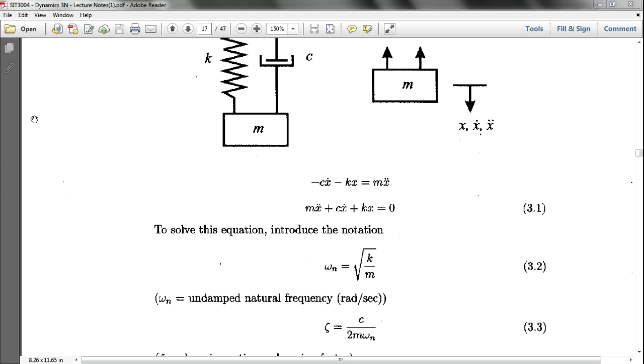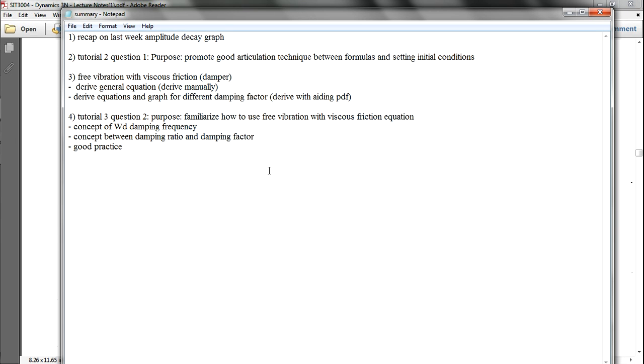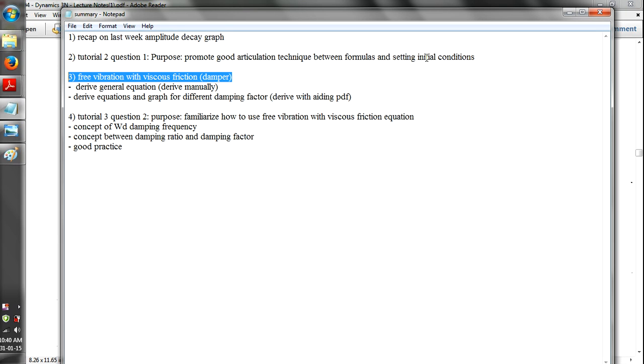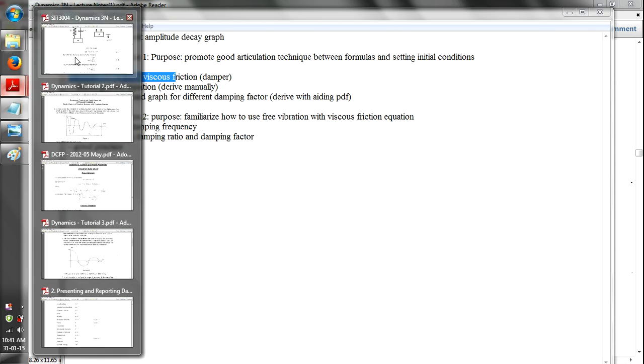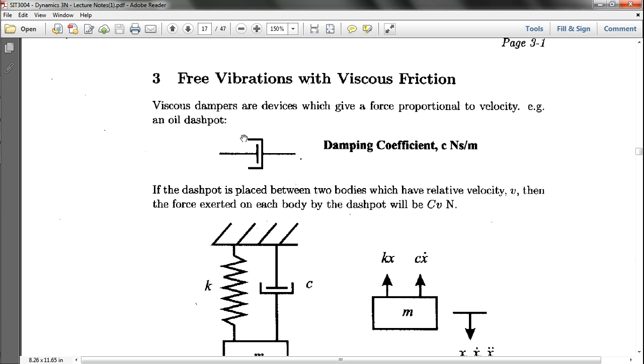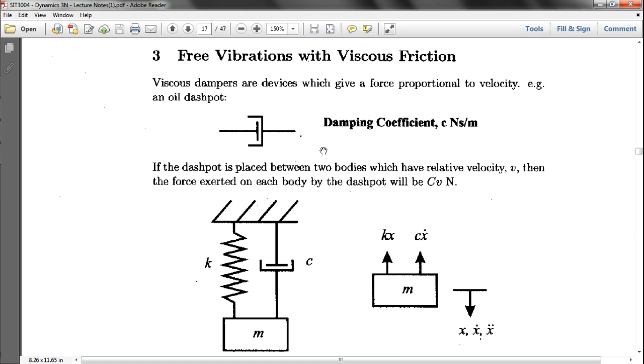Hi, so let's continue with our videos. So we have talked about this. So we talk about free vibration, which is called friction damper. So this is the topic. As we already mentioned, this is the damping coefficient C, and its unit is Newton second per meter.